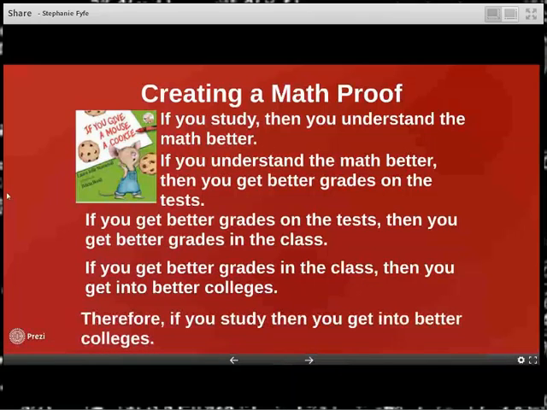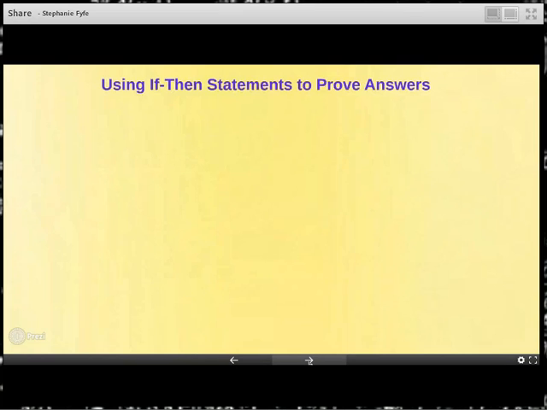Math proofs work this exact same way. They're connecting truths that we know together so that you get to a final answer. You start with what you know and you go to where you want to be. So let's think of this a little bit mathematically.